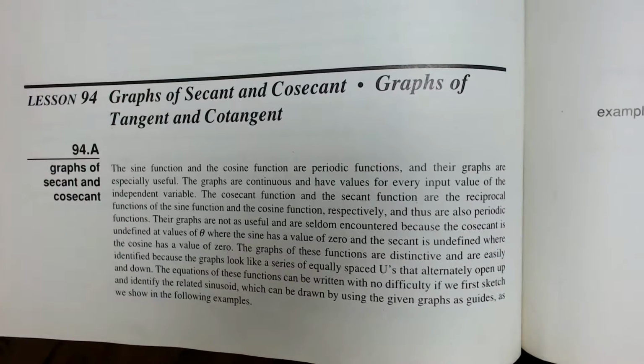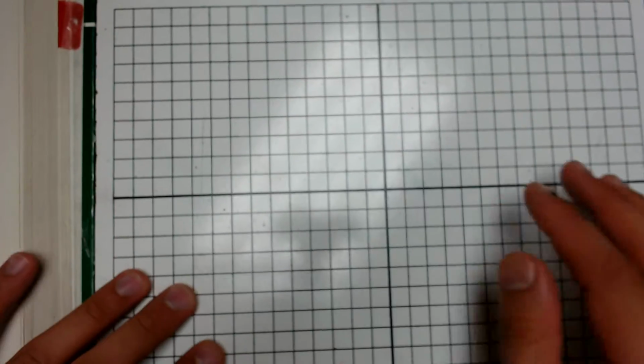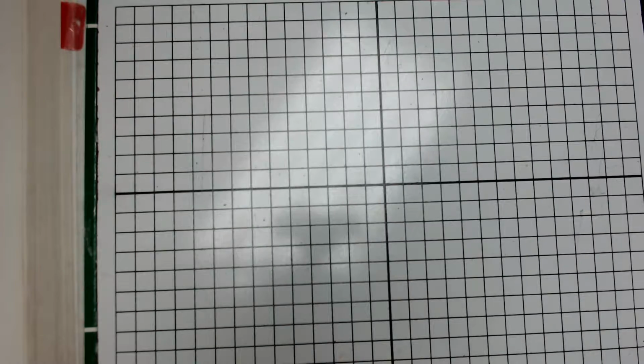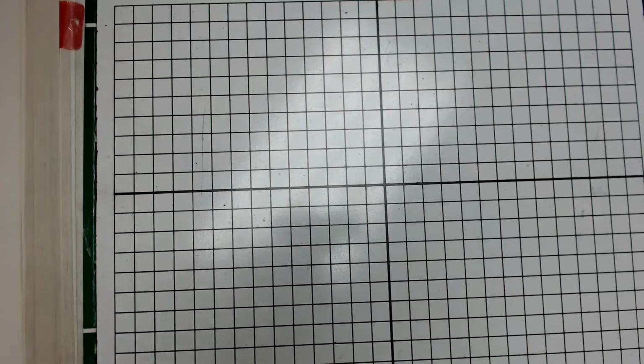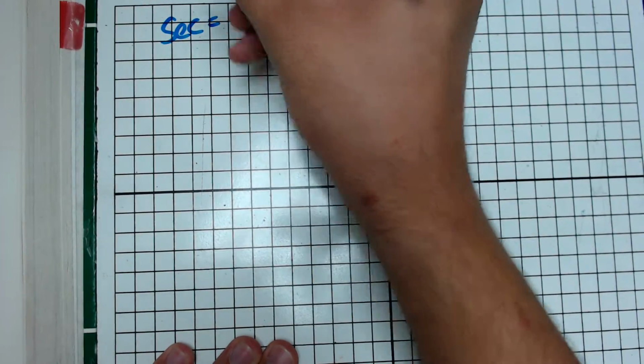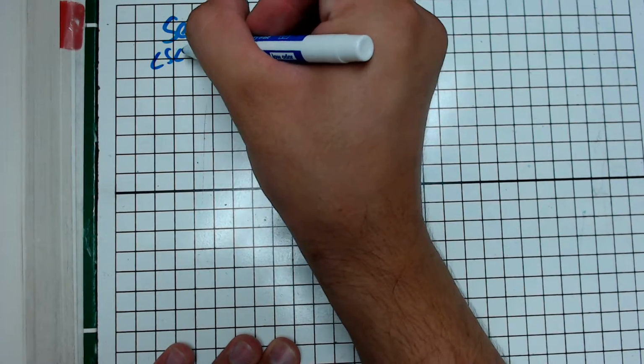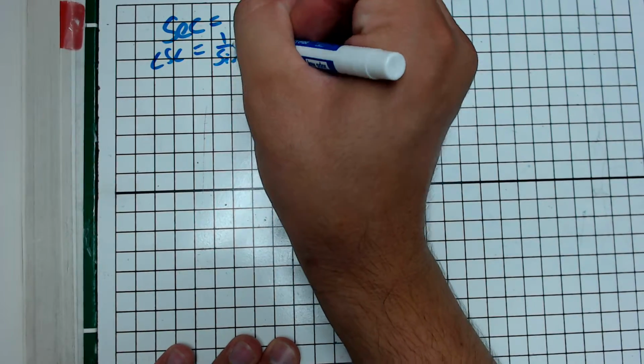Advanced Math Lesson 94, graphs of secant and cosecant, and then graphs of tangent and cotangent. So, I've got my cool little dry erase coordinate plane here today, so I need to adjust my focus. There we go. All right, and we'll start with the graphs of secant and cosecant. If we remember, secant is equal to 1 over the cosine, and cosecant is equal to 1 over the sine.